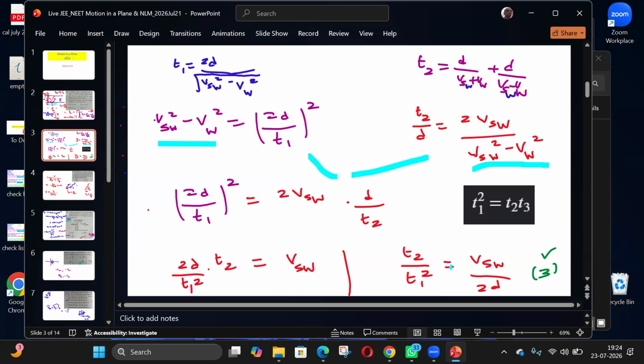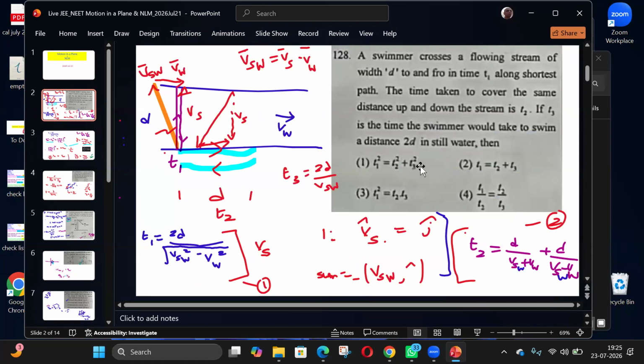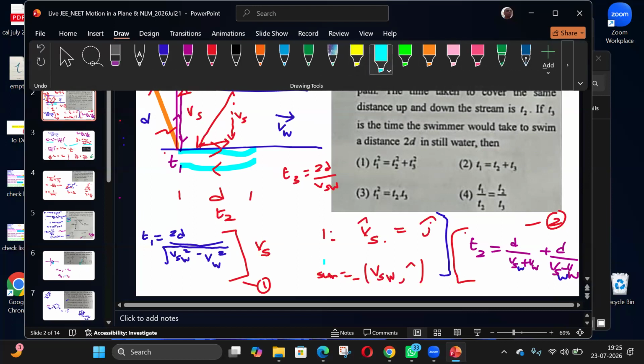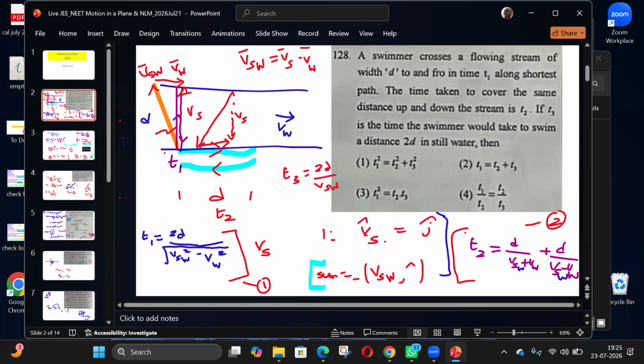From this I can also write T2 by T1 square as velocity of swimmer by D. This is actually 1 by T3. T3 is 2D by velocity with respect to water, because in this third case the water is still, but the time is distance divided by the speed of the swimmer with respect to water. Because the property of the swimmer is this relative velocity. This is the important thing to realize: the swimmer is characterized by his speed with respect to the water and the direction he can choose. There is control in this.